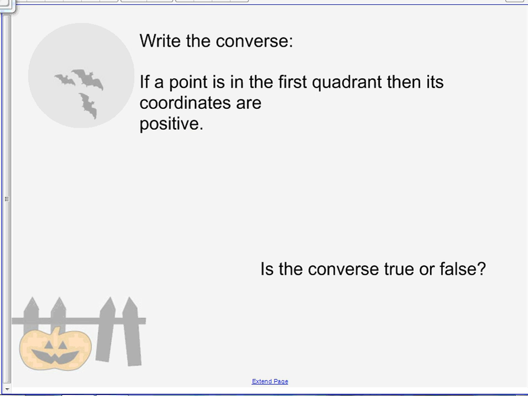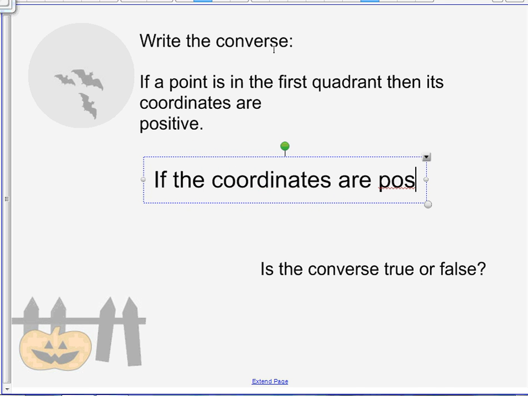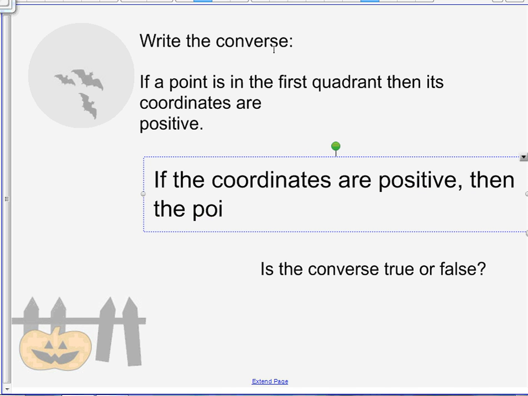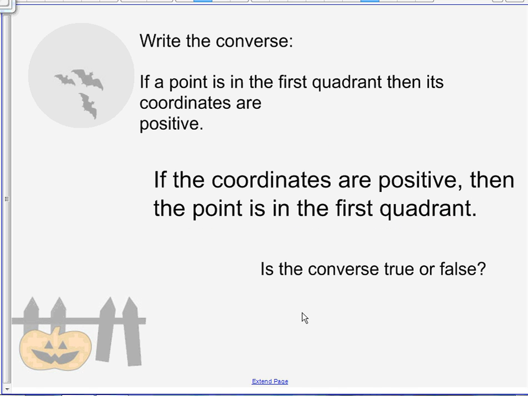We're going to look at them some more. If a point is in the first quadrant, then its coordinates are positive. If I were to write the converse, I would say, if the coordinates are positive, then the point is in the first quadrant. Is the converse true or false? If you said true, you are correct.